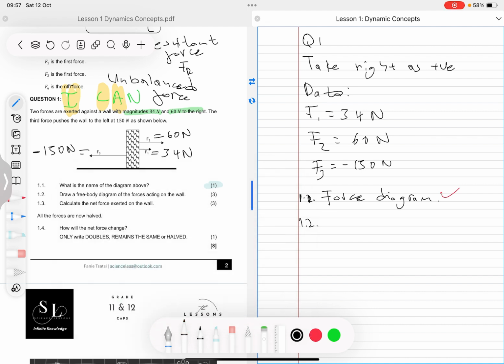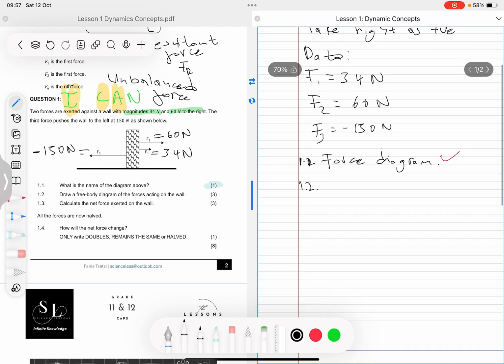Now, the second question, 1.2, says draw a free body diagram of the forces acting on an object. As part of our classification, we expected this question. We are going to change the wall into a dot when we draw a free body diagram, such that now F1 will go in that direction. This will be F1, and again F2 will go in that direction.